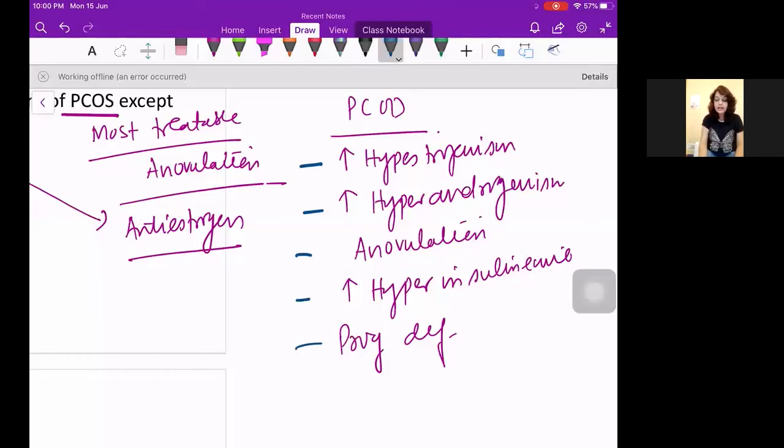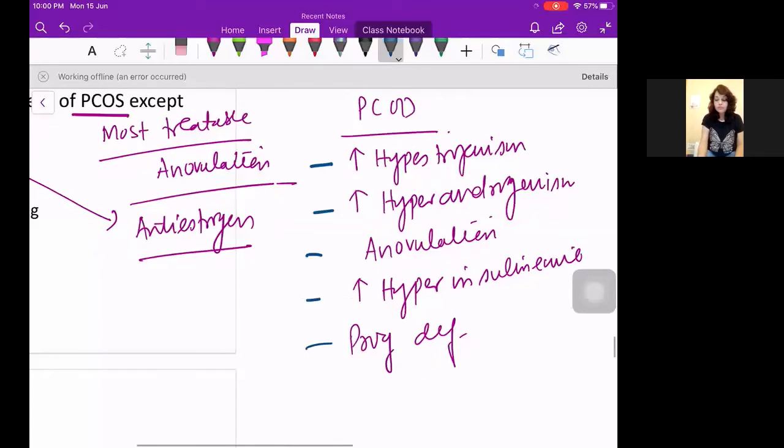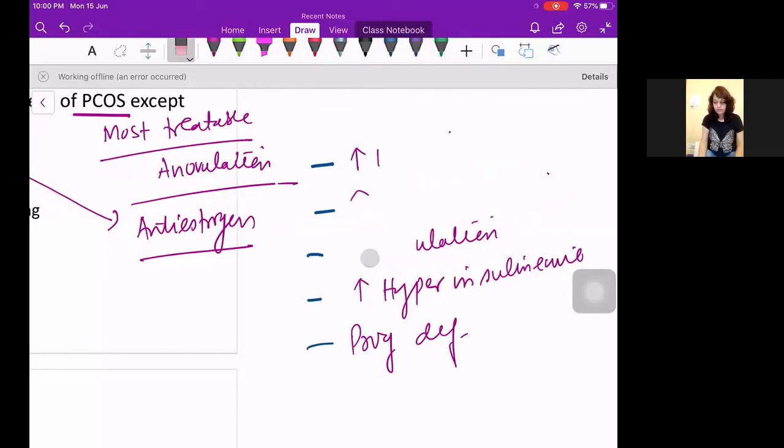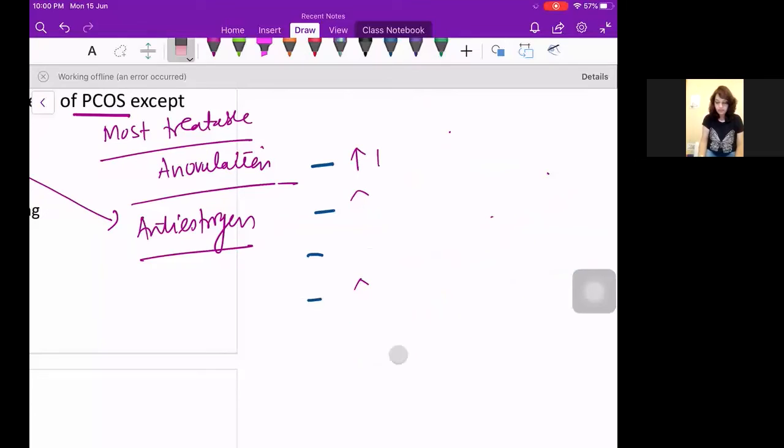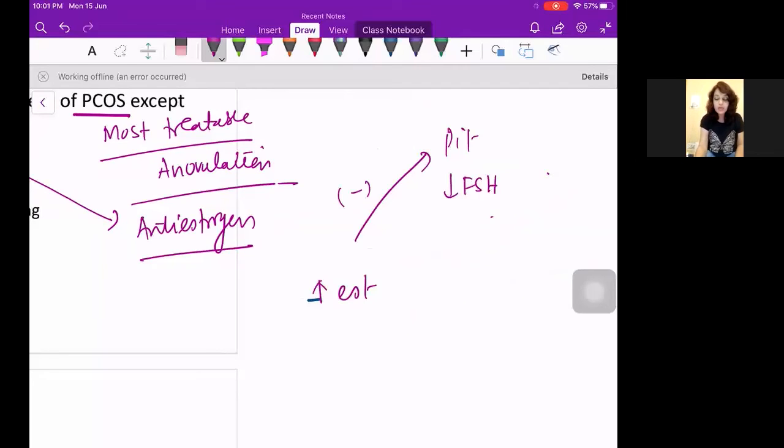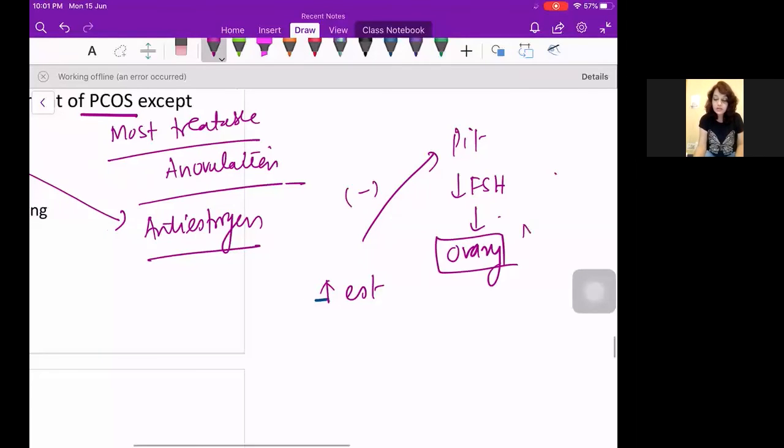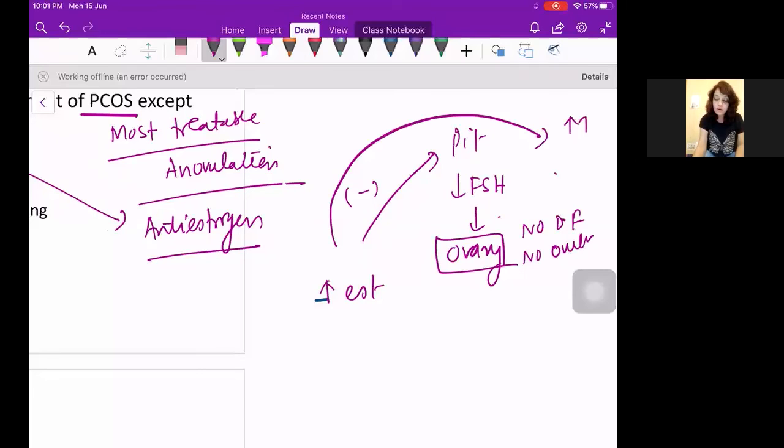So clomiphene citrate is anti-estrogen. Let us just see how it works. Now, in PCOD patients, there is FSH which is down and LH is very high. So there are high levels of estrogen which cause a negative feedback inhibition at the level of the pituitary. So FSH is down. And when FSH is down, the ovary is not stimulated. So there is no dominant follicle, and there is no ovulation. Estrogen inhibits the release of FSH, but it stimulates the release of LH.